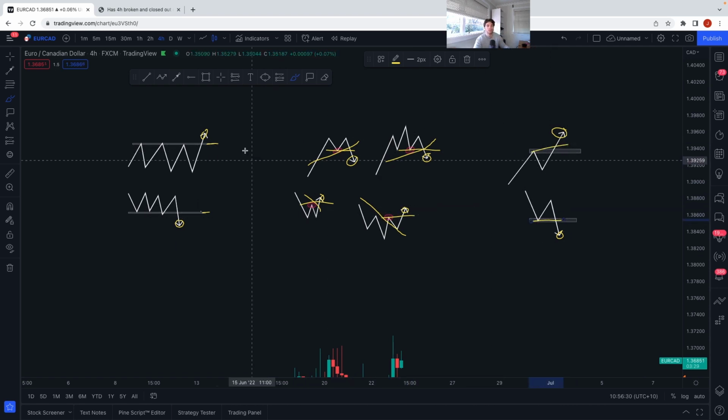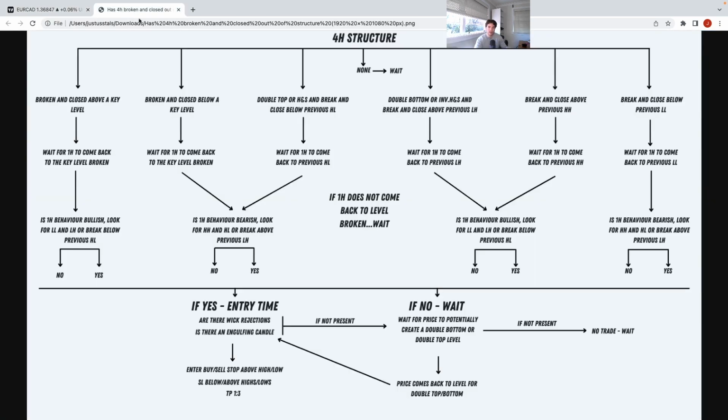Okay, so from this, all we want to see is the directional bias in the market and which key levels to start looking at. With the directional bias, that is the only way we're going to trade. If it's bullish, we're only taking buys. If it's bearish, we're only taking sells. Okay, so that is all of my setups.